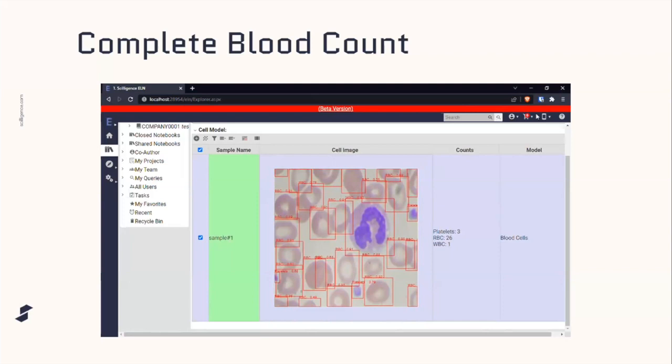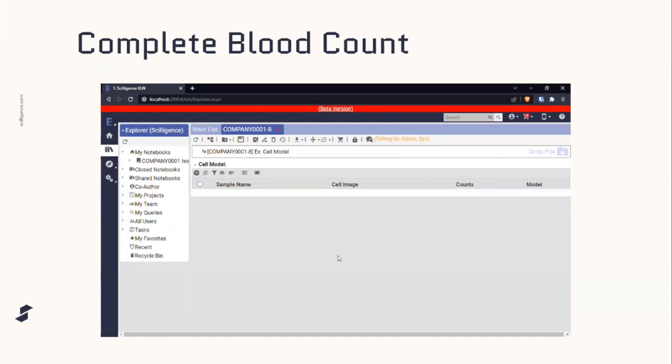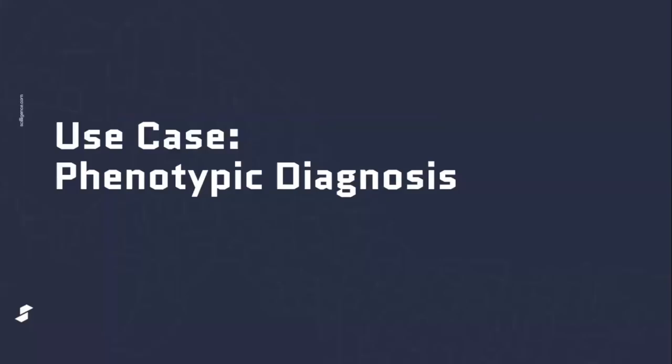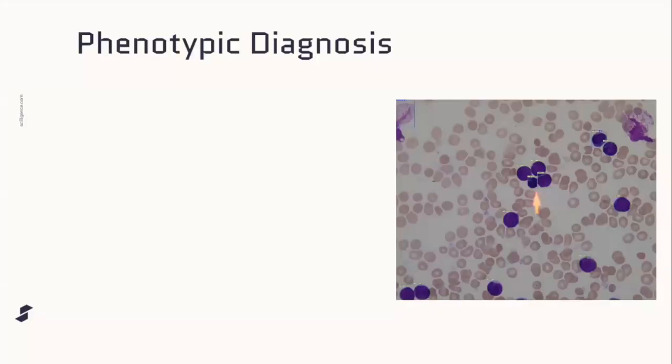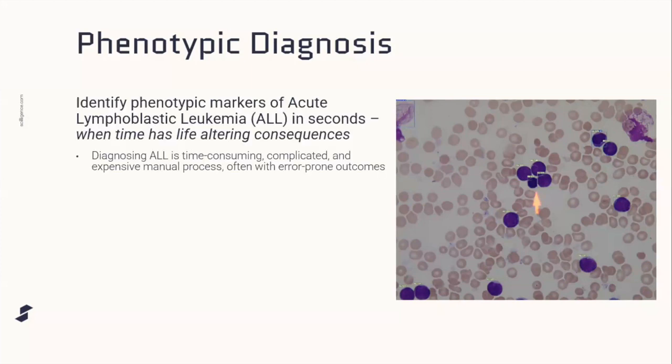Yeah. So now we're going to switch gears to another use case, which is more of a phenotypic diagnosis. So instead of just getting an assessment of our sample, we would be using the phenotypes or morphology of the cells to catch pathologies. Yeah. So in this example, we're looking at acute lymphoblastic leukemia.